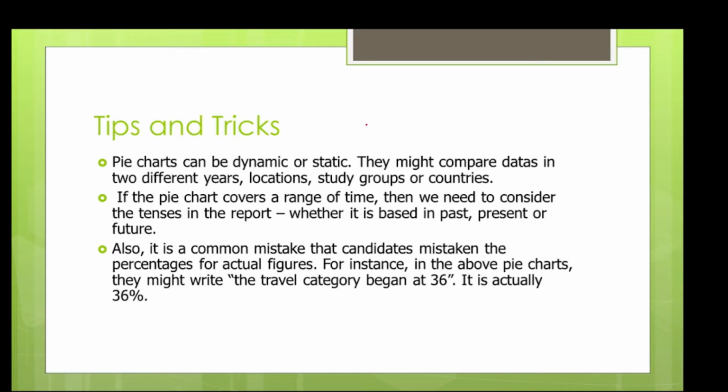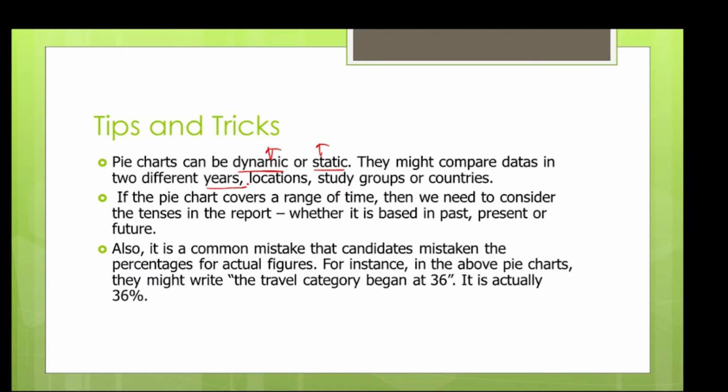First thing, you have to identify whether the pie chart is dynamic or static. What we understand by dynamic and static is, dynamic means it covers different years, like they might compare data in 2 different years. Static means it's the same year but there is a difference in location or groups or countries, so that will be your static.